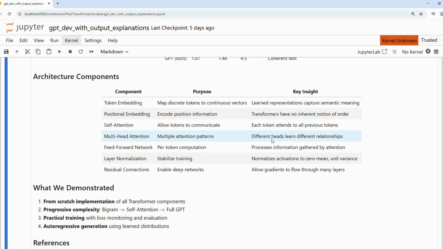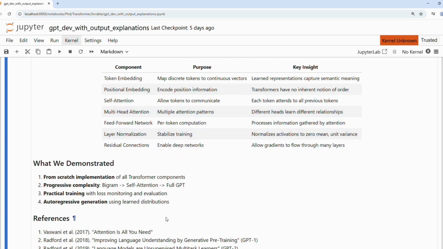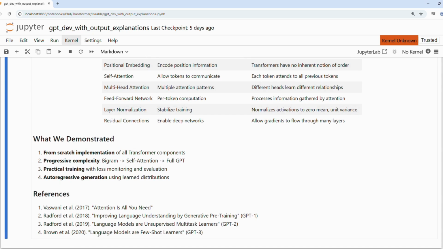For those looking to go deeper, I recommend the original papers. Attention is All You Need by Vaswani and colleagues from 2017, the GPT-1 paper from 2018, the GPT-2 paper from 2019, and the GPT-3 paper from 2020 by Brown and colleagues.